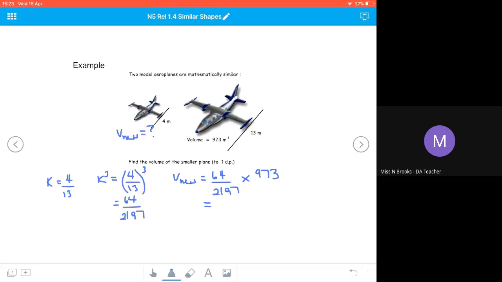Now, the question is telling us to round to 1 decimal place. So we need to make sure that when we're writing the answer from our calculator, that we write down at least 2 decimal places. And then we can do our rounding. So we're looking at the 4 and deciding what to do with the first decimal place. As it's a 4, we're going to leave it alone, and so our answer is going to be 28.3, and our units are meters cubed.